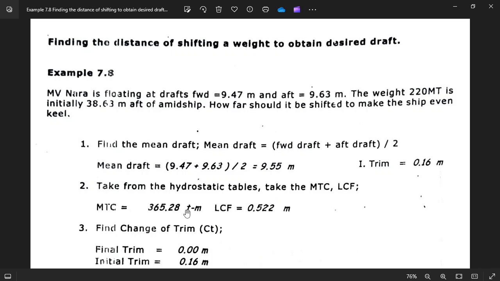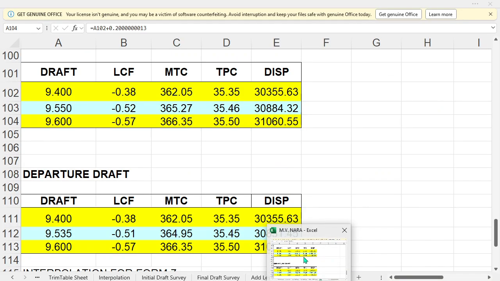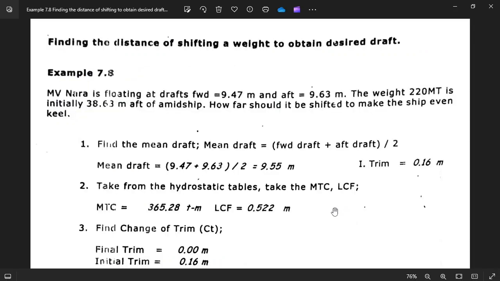So we'll just take this one, 52. Is that correct? Yes, 52. It should be negative, meaning LCF is negative, it's on the forward part. So LCF is negative 52.